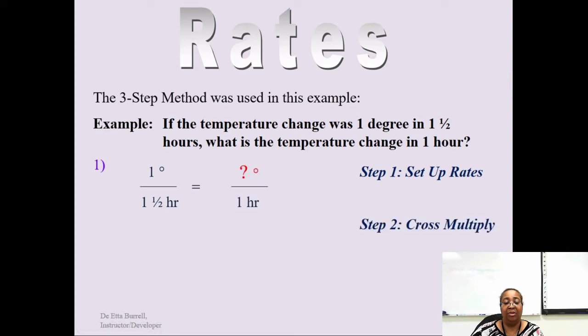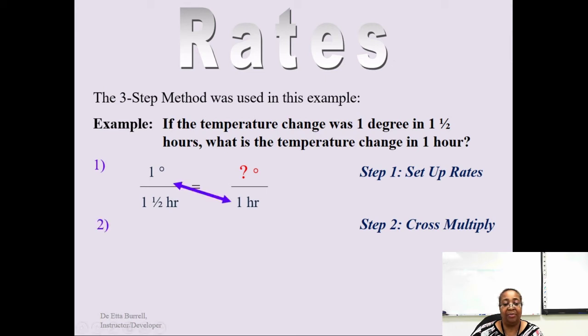Now, one thing you want to do when you're setting this up is keep the same units on the same row. So my top row I wrote down was 1 degree, and so this whole row is degrees. And I have the 1 degree and the unknown degree that I have to find. And then on the second row, I wrote hours. You could have put the hours here and the degrees here. Just keep the same units on the same row to make sure that they're proportionate.